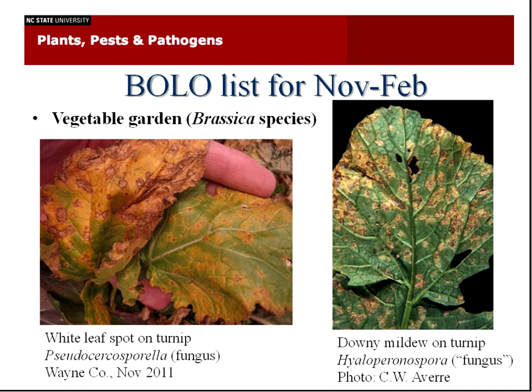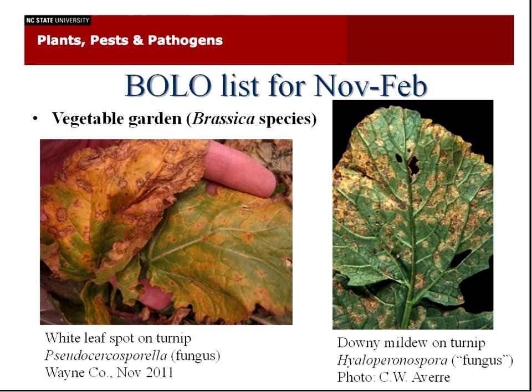Here's white leaf spot, which would be mostly a problem on turnip, and the one on the right, which would be downy mildew, also shown on turnip here, but can affect many different brassicas. It's caused by Hyaloperonospora, which is a fungus-like organism rather than a true fungus. And in both cases here, you're going to want to make sure you're practicing your crop rotation, keeping debris cleaned up, and if necessary, on a preventative fungicide spray program.